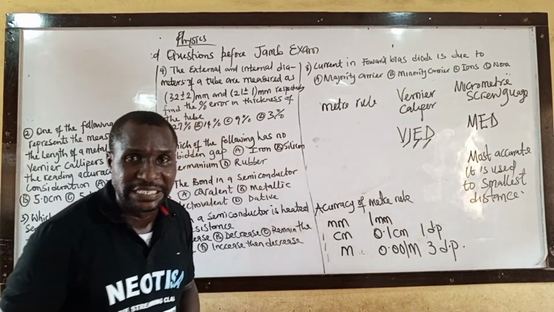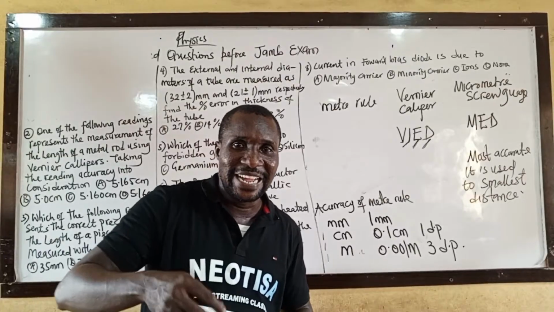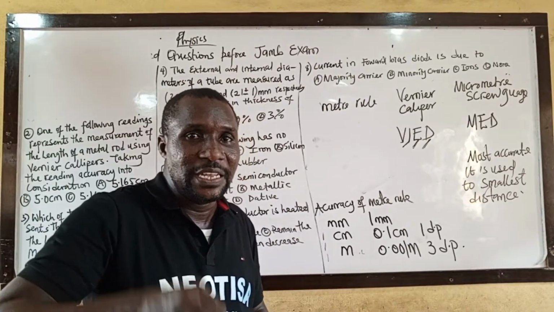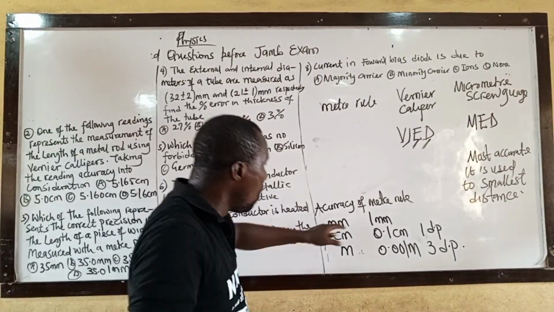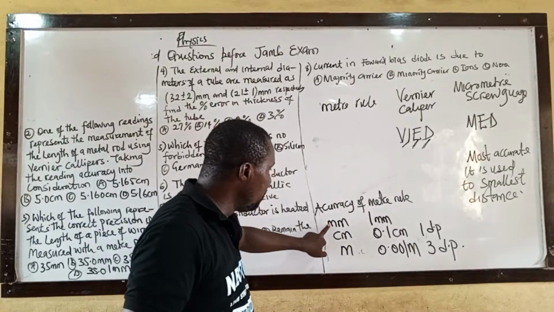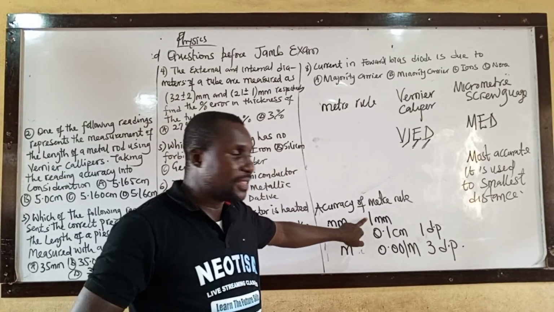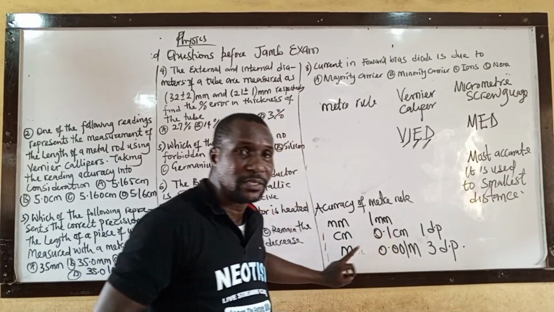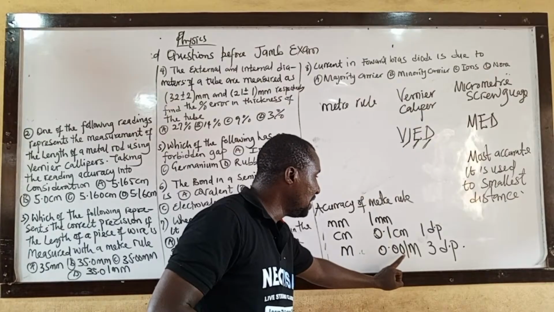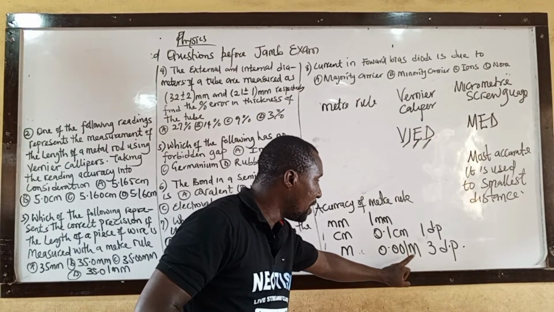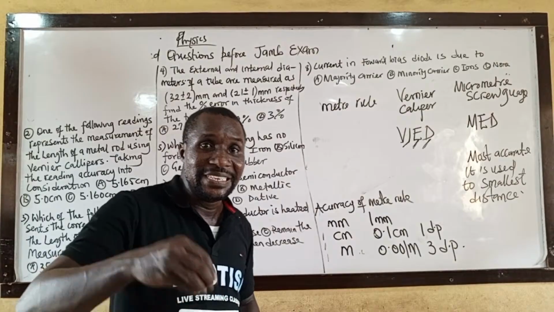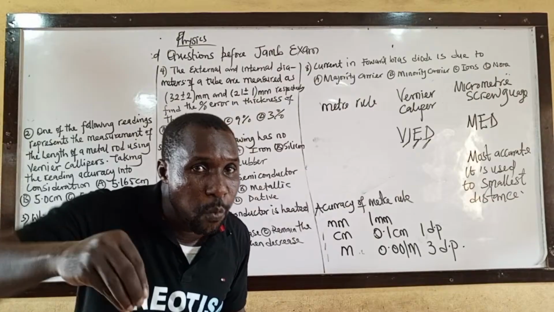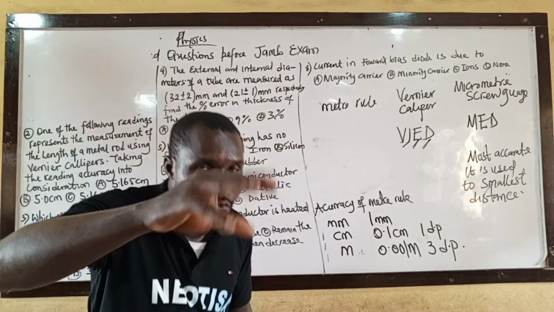That is the reading accuracy, the least count of meter rule. In millimeter, it is a whole number, 1 millimeter. In centimeter, it is 0.1 centimeter, 1 decimal place. In meter, it is 0.001 meter, 3 decimal places. That is the reading accuracy of meter rule. Take note.